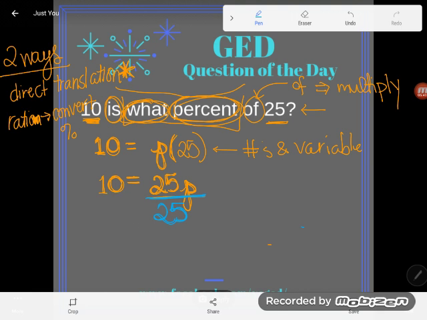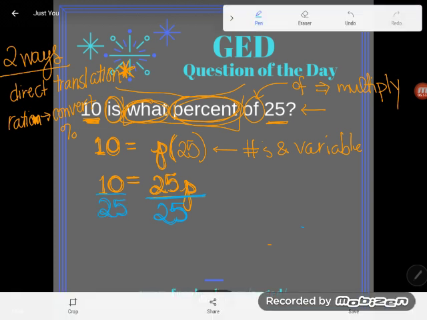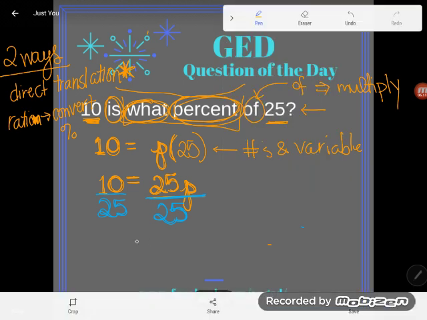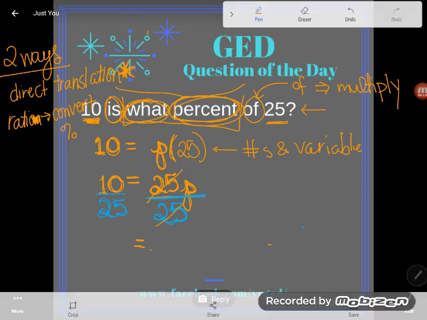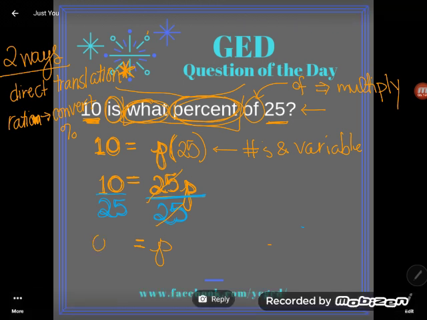The rule of solving equations is I can do whatever I want as long as I do it to both sides. So let me divide the other side by 25 as well. I've kept my balance, so this is totally legit. Let's see what my new equation will be. On the right-hand side, multiplying and dividing by 25 are opposites. They'll cancel, and only my p will be left. And on the left-hand side, you see I have some math to do. 10 divided by 25 gives me 0.4.